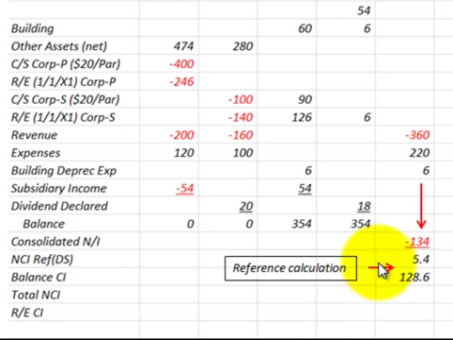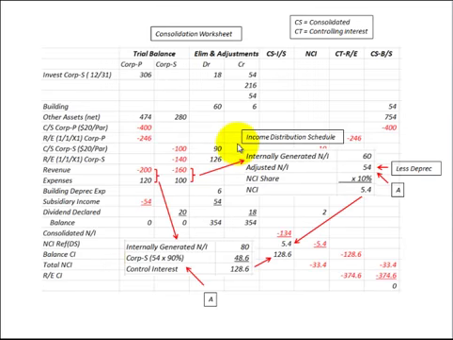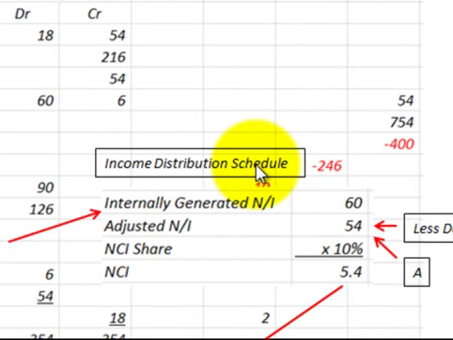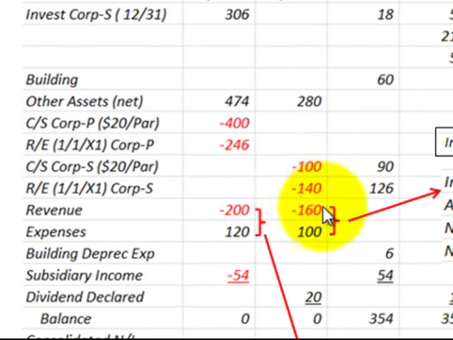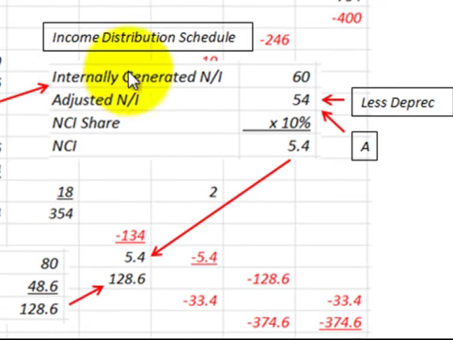Okay, now we'll calculate our income, and we're going to do that through an income distribution schedule. So first, looking at Corporation S, the subsidiary, they had revenues of $160,000, expenses of $100,000. So going to our income distribution schedule, we have internally generated net income of $60,000 for the subsidiary, Corporation S, and that's the difference between the revenues and the expenses. And then we have to adjust our net income, and that would be reduced by $6,000 for the depreciation. So our adjusted net income would be $54,000.